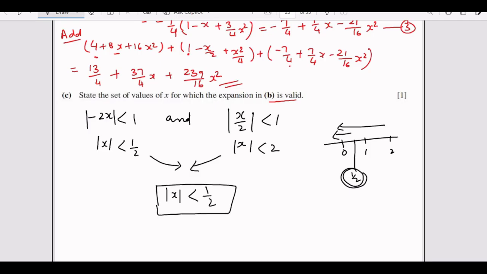So that's it for this question. I hope you understood, because this question covers everything.